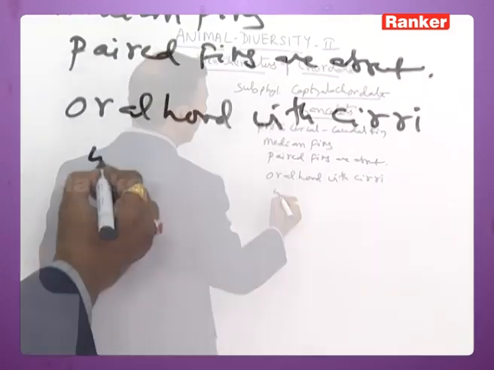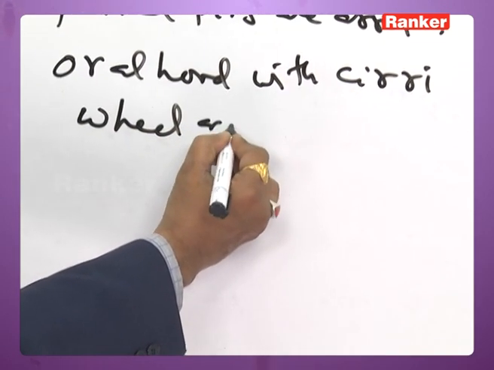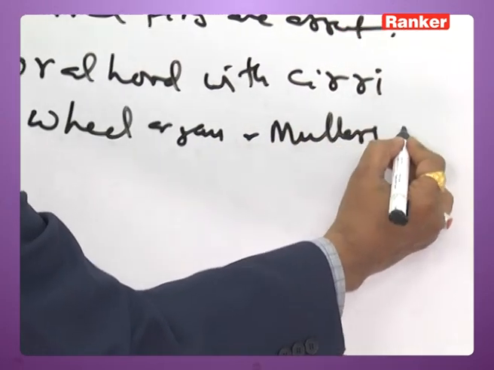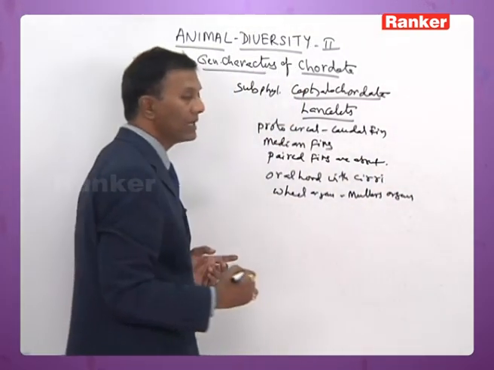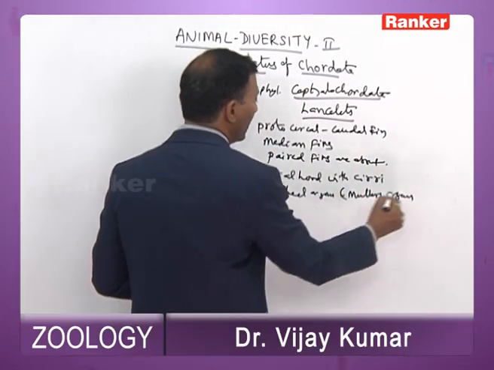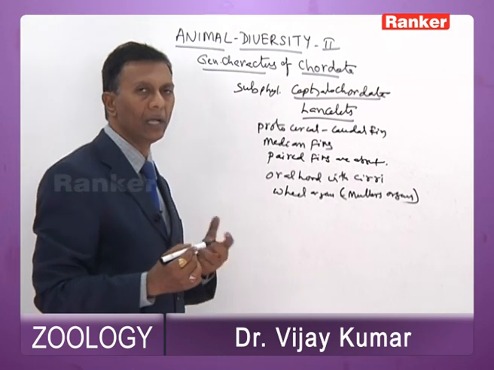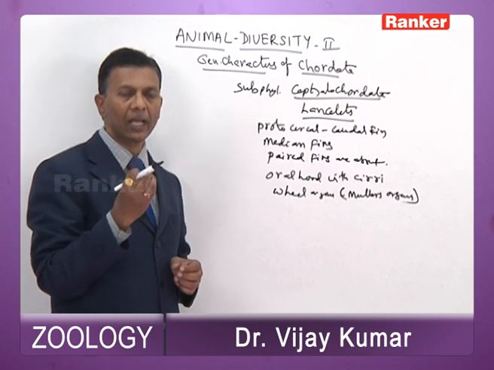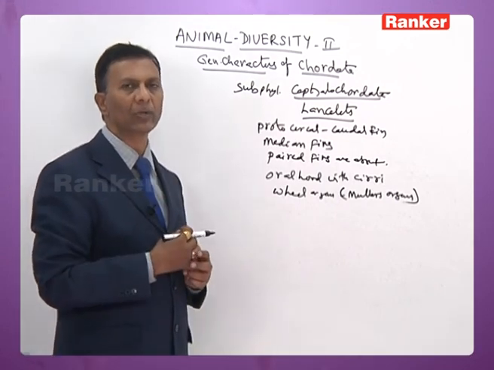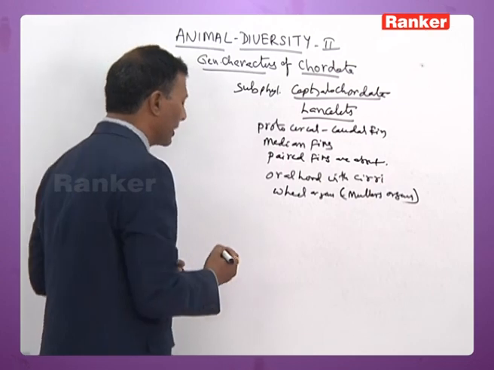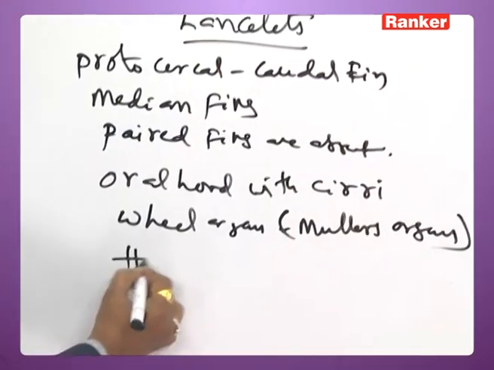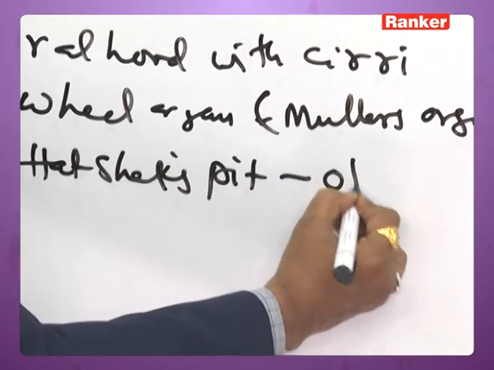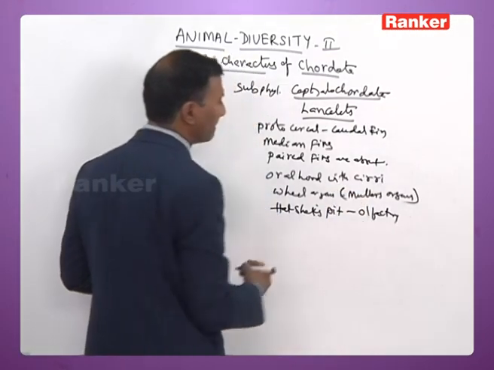They have got a wheel organ, a structure called wheel organ or Muller's organ is present within the vestibule. It helps in food capture by creating water currents and drives the water currents into the vestibule. Then they have got an olfactory structure called Hatschek's pit that lies in the oral hood.